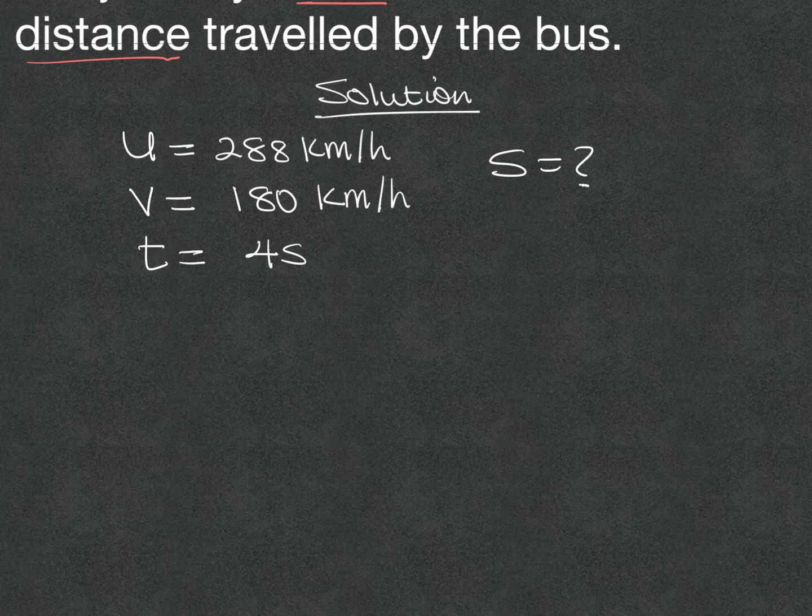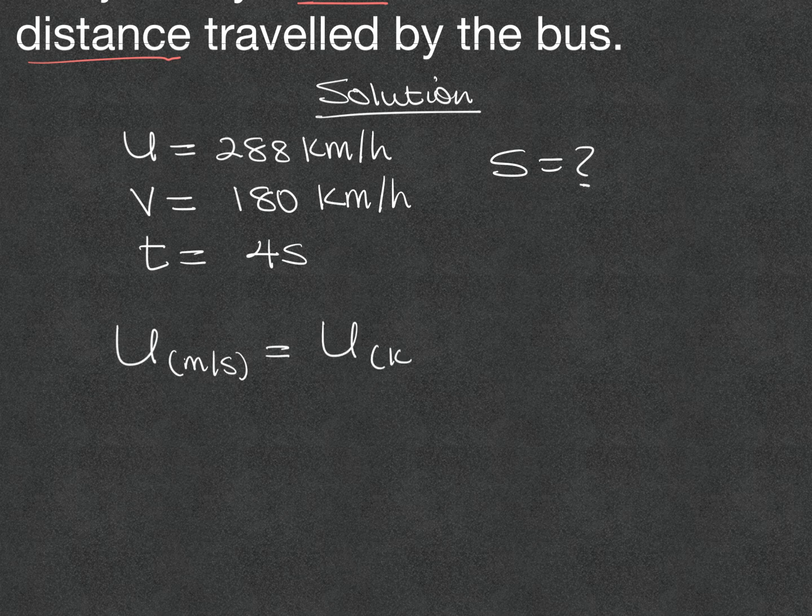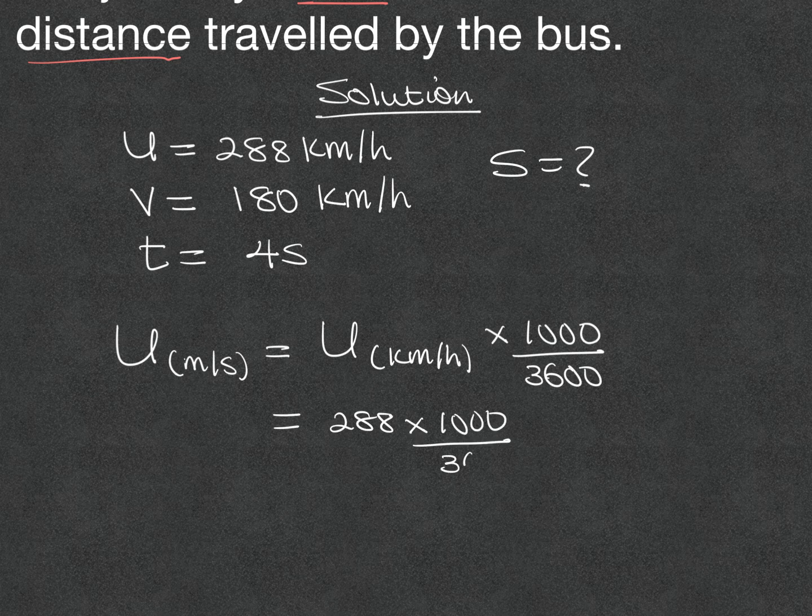Now, first what I have to do is to convert the velocities that I have to meters per second. So the initial velocity in meters per second is equal to the initial velocity in kilometers per hour, multiplied by 1000, then divided by 3600. That is 288 multiplied by 1000 divided by 3600, which will be 80 meters per second.